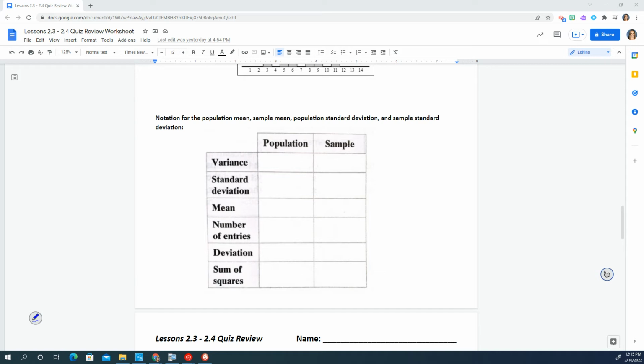So the mean, when given a population, is mu. And for a sample it is x bar. Anyone have a good way that they remember those?